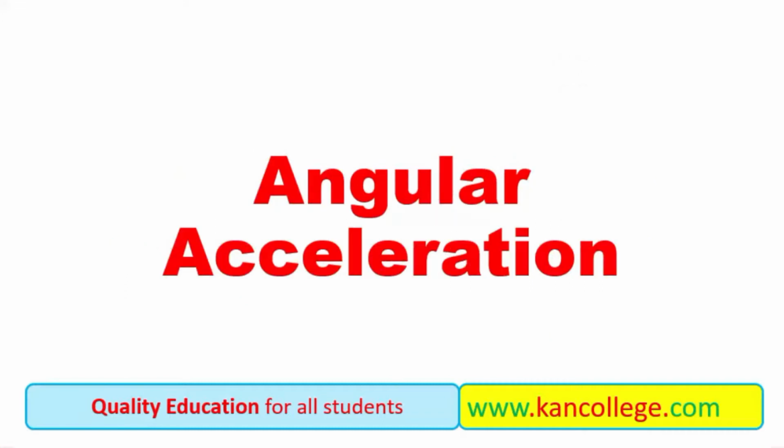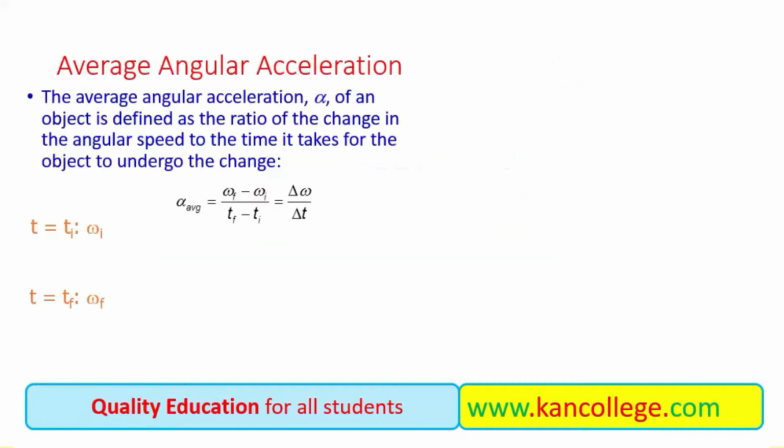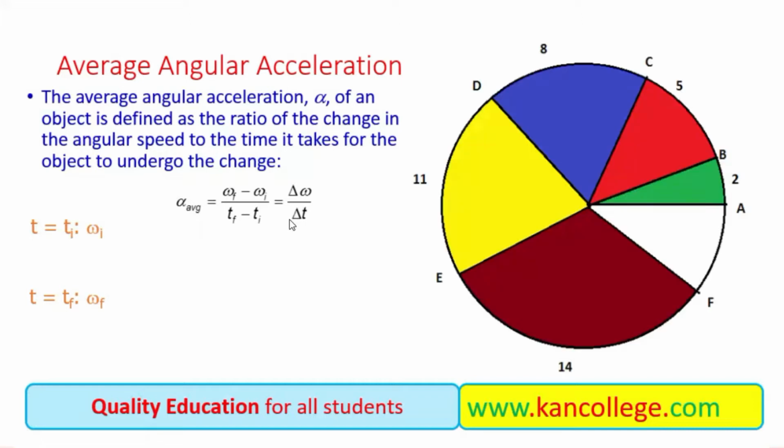Angular acceleration. The average angular acceleration alpha of an object is defined as the ratio of the change in the angular speed to the time it takes for the object to undergo the changes. It means it is the ratio of change in angular speed to the time. Let me elaborate this definition by using this figure.